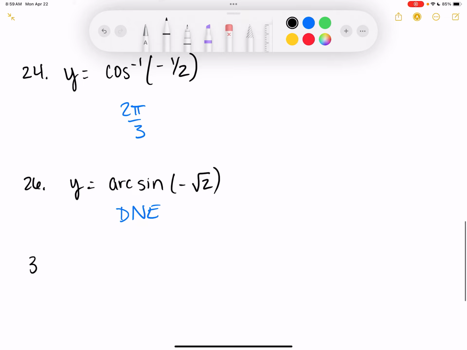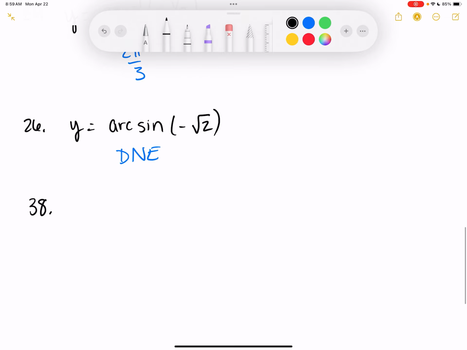Number 38. These ones say to do them in degrees, but once you go past this class, it's not very often that we use degrees, so we're just going to keep it in radians. So modify instructions to radians. It says that theta is equal to the inverse tangent of √3.